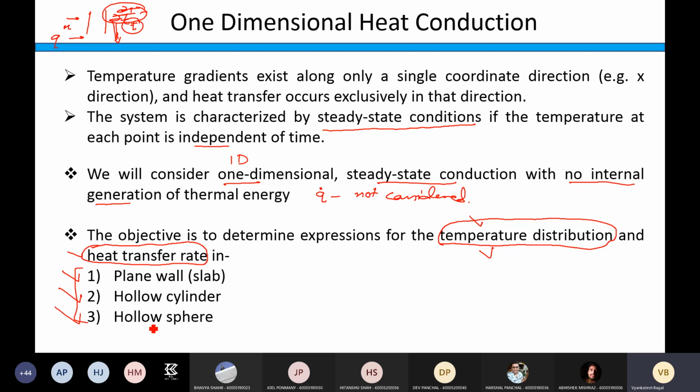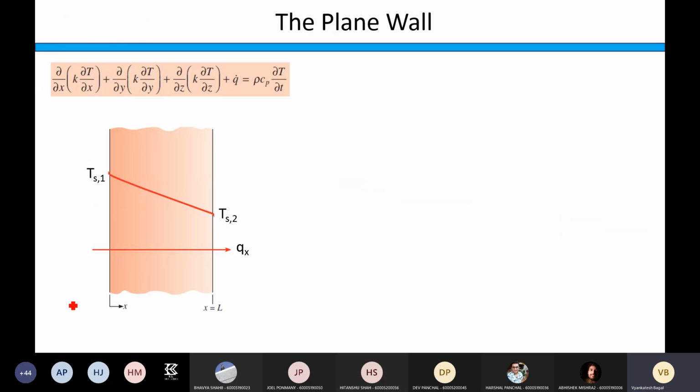So you understood the objective? In today's class, we will finish discussion on these three cases: plain wall, hollow cylinder, hollow sphere. Should I go ahead now? Remember, the two things are important here: the temperature distribution and the rate of heat transfer. Now look at the first case, the plain wall.